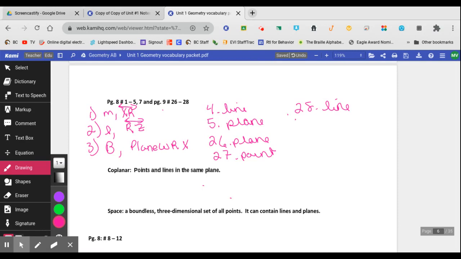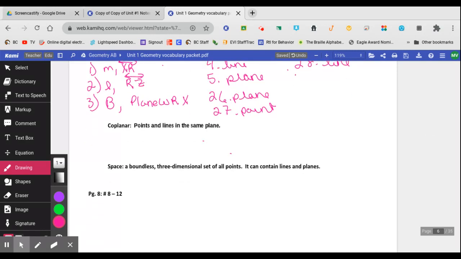Coplanar are points and lines that are in the same plane. So if we have a plane, point A and point B are coplanar. Again, any 2 points make a line. Therefore, any 2 points will always be coplanar because if it's on a line, it's on the same plane. So we should really have 3 points and say that points A, B, and C are coplanar.